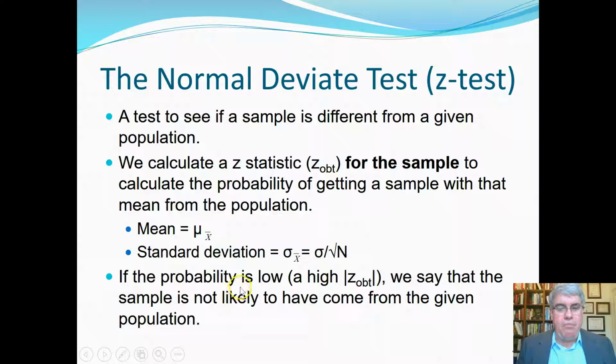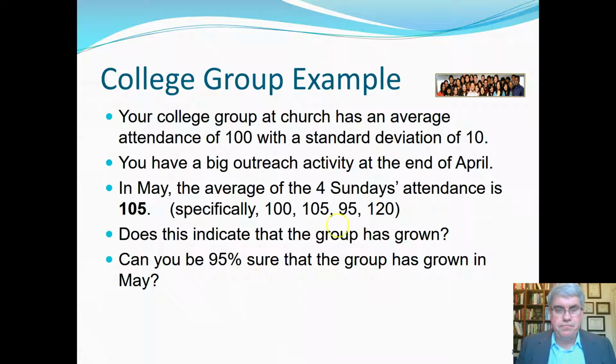So if the probability is low, that means we have a high z-score. We say that the sample is not likely to have come from the same population. We reject the null hypothesis, and we find evidence for our main hypothesis.